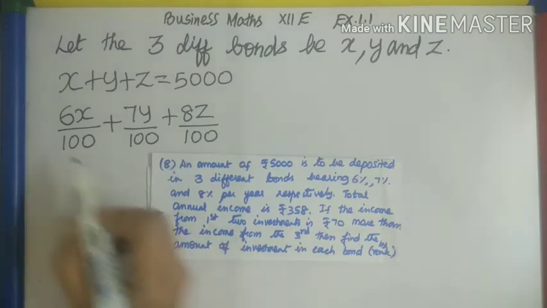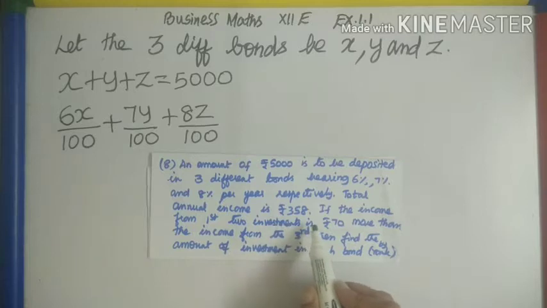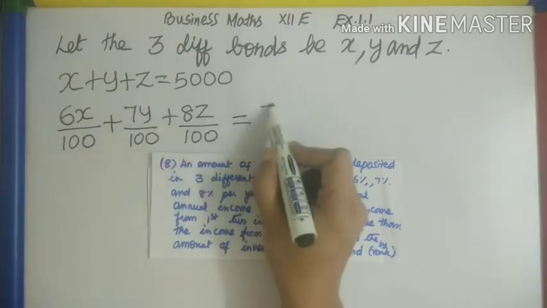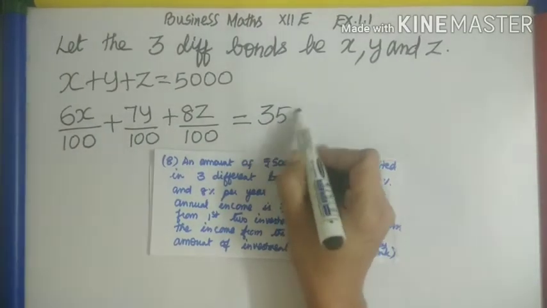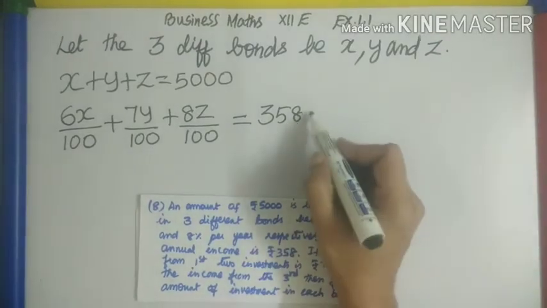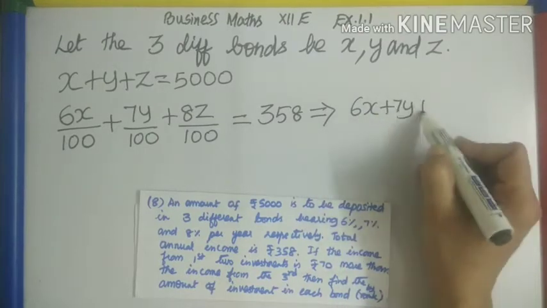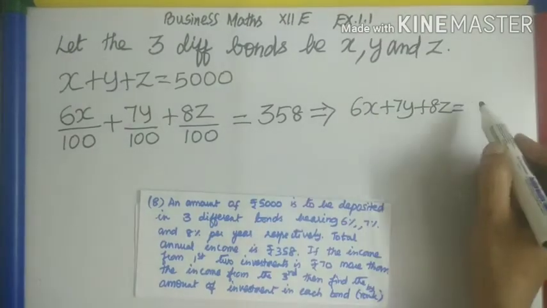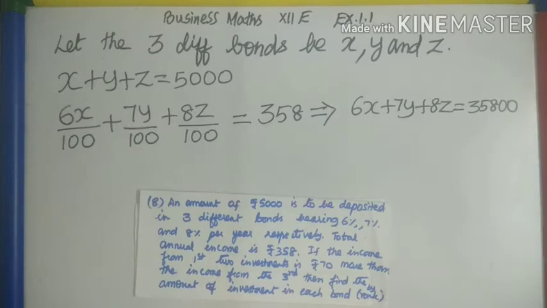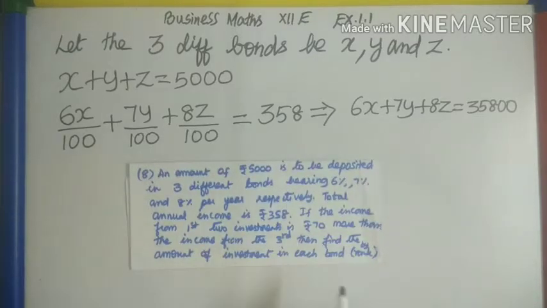And the total of all these 3 together gives me an annual income of rupees 358. So put together the bonds give me the annual income 358. So I can immediately cross multiply and rewrite the equation like this. Cross multiplying, 6x plus 7y plus 8z is equal to 358 into 100. So 35,800.